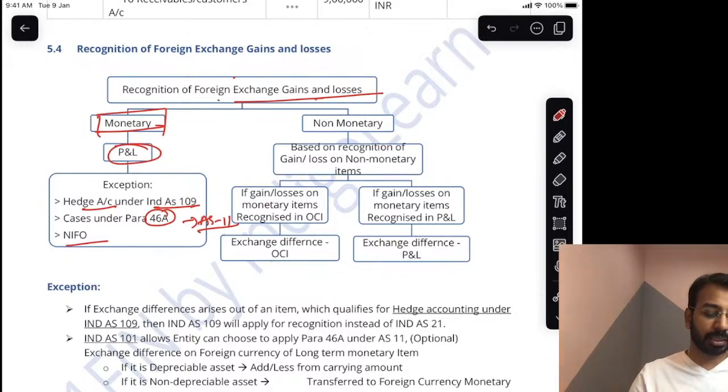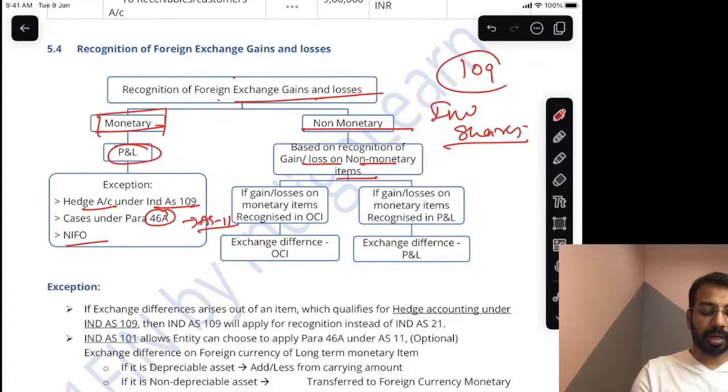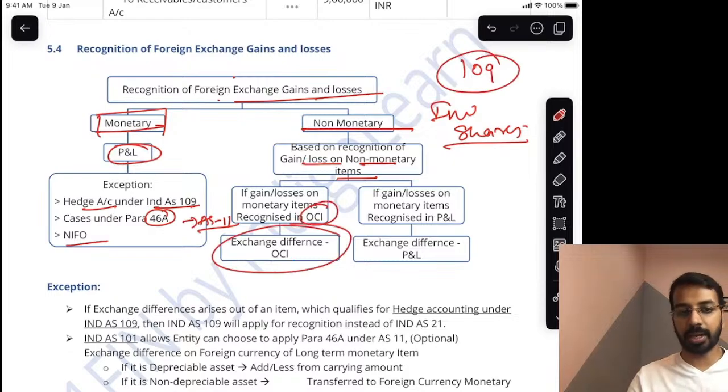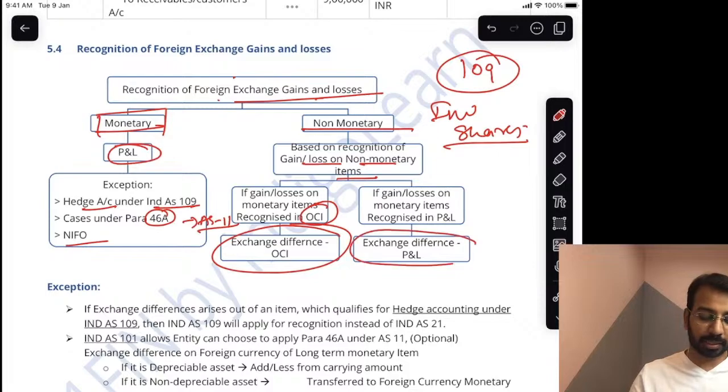Whereas if there is a foreign exchange gain or loss on a non-monetary item, for example, investment in equity shares or something like that, then wherever you recognize the gain or loss on the non-monetary item, you will recognize the same thing in the case of the foreign exchange gain or loss as well. For example, if you have investment in shares, and as per Ind AS 109 you recognize this in OCI, then here also you will recognize the exchange difference in OCI. Otherwise, you will account for the exchange difference in the P&L.